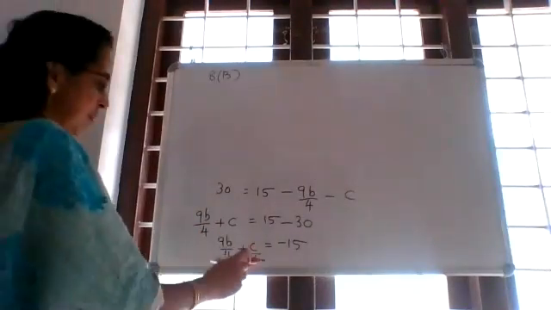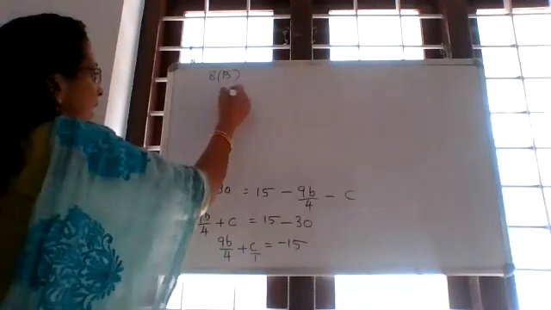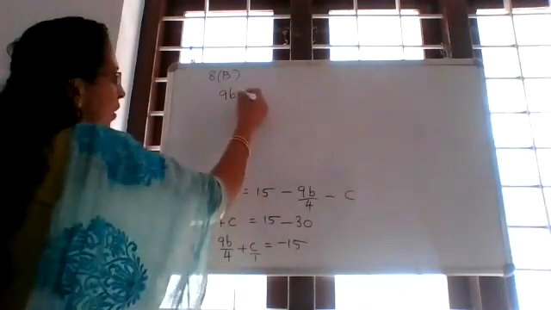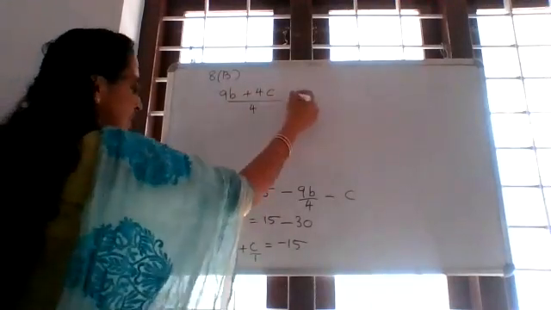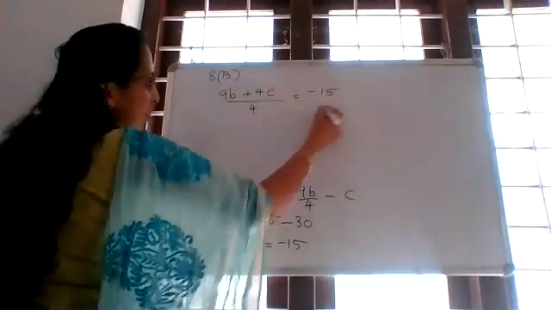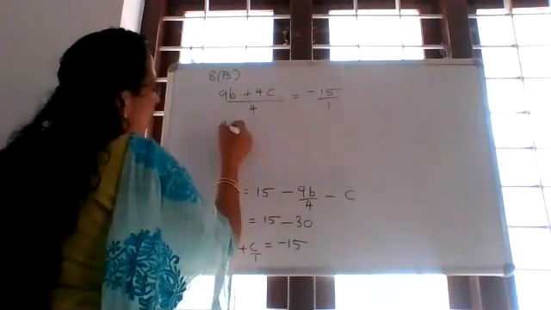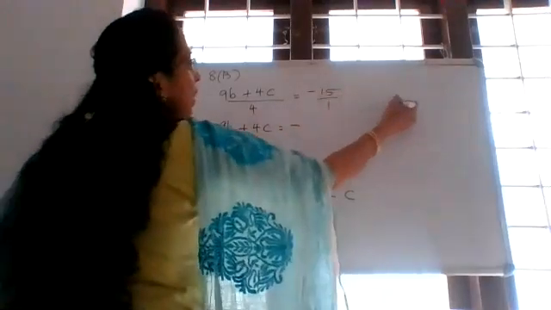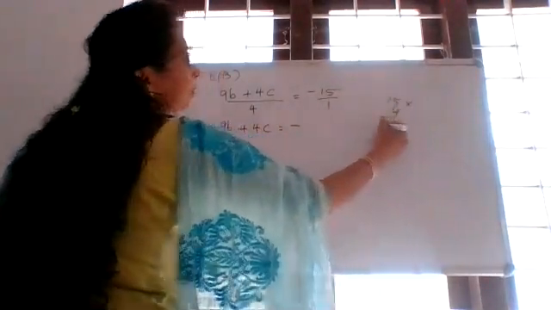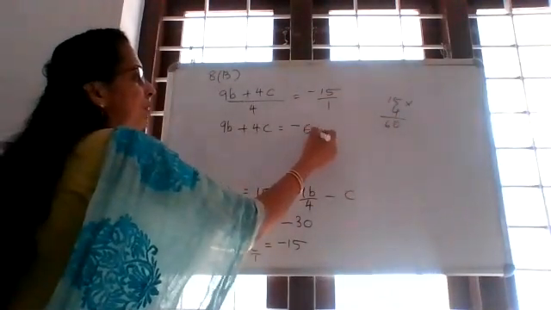It can be written as c/1. So LCM using Vedic maths: 9b into 1 is 9b plus 4 into c, 4c, divided by 4 into 1, 4, is equal to 2. 2 also we can write as 2/1. Again, cross multiply: 9b + 4c is equal to 2 into 4, so it will be 8.